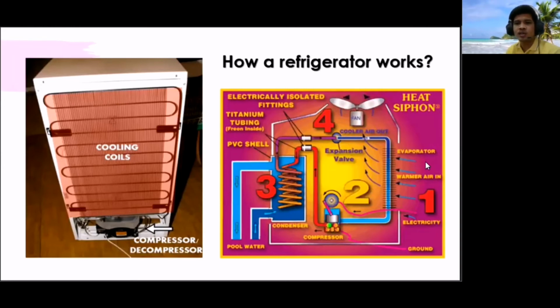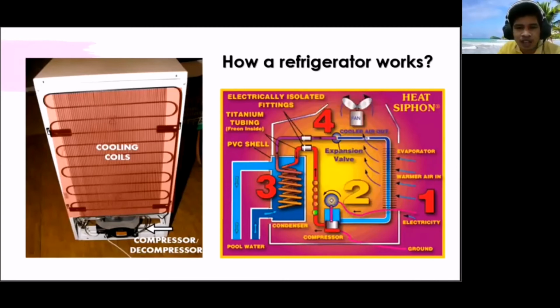So the compressor here raises the pressure and temperature of the refrigerant. The refrigerant is either a gas or a liquid that turns into a gas, right? Refrigerant. While the coils outside the refrigerator allow the hot refrigerant to dissipate, to release the heat.